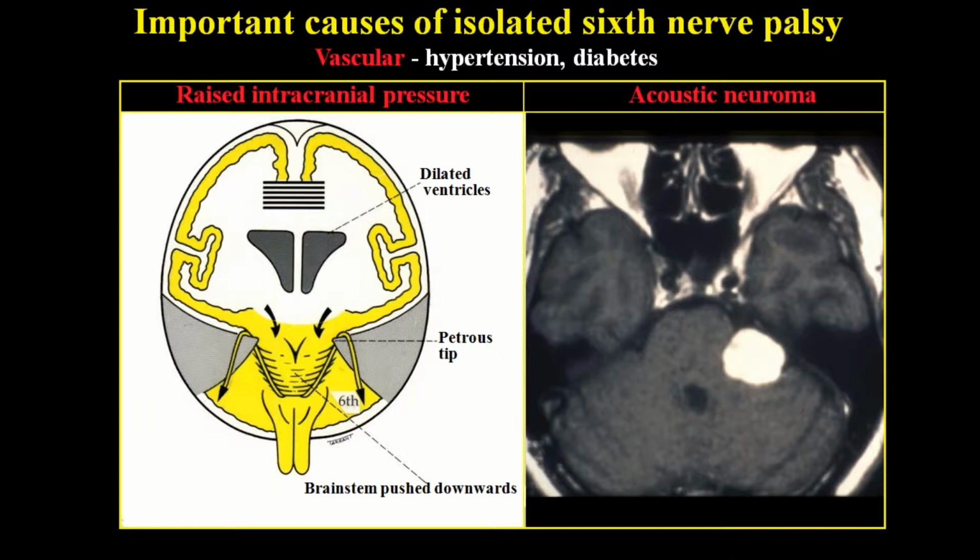To rule out raised intracranial tension, you have to do a fundus examination and rule out papilledema in the case of sixth nerve palsy. If none of these are there, then it could be due to vascular causes like hypertension or diabetes, which need to be controlled, and gradually this lateral rectus palsy improves.